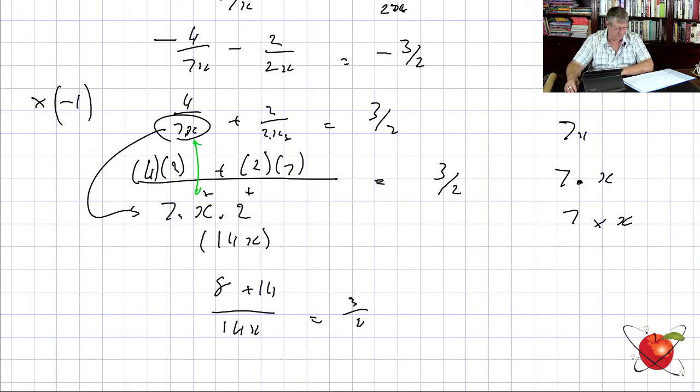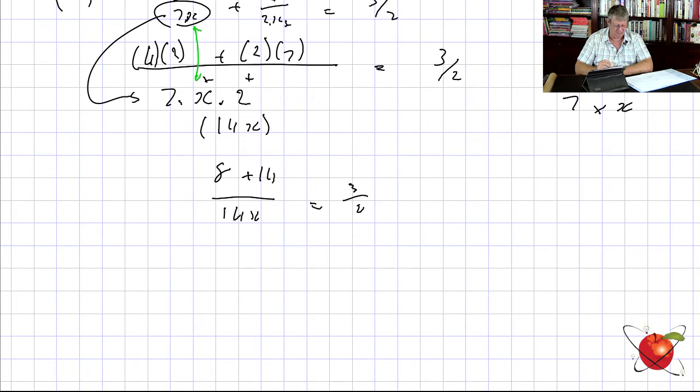Okay? Right, now, my question is this, all right? What do I do next? Well, basically, what have we got here? Okay? We've got a situation where we've got the x at the bottom. So let's just carry on. 8 plus 14 is going to be what? Well, 8 plus 14 is 22 over 14x, equal to 3 over 2.